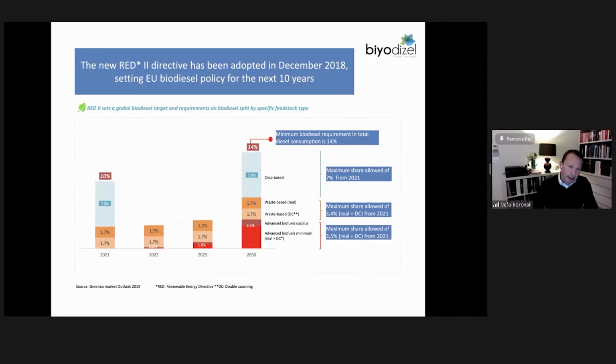And the color difference is the orange part is the real usage of the biofuel, and the light color is the double counting volume. So the European Union is basically saying, if you are using 1 unit of sustainable biofuel, I'm going to count it as 2, so it is going to fulfill your requirement. Basically, this is an additional subsidy given to the sustainably certified biofuels.